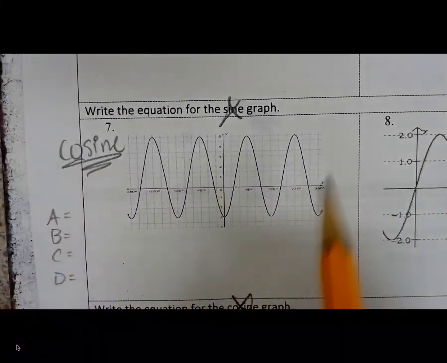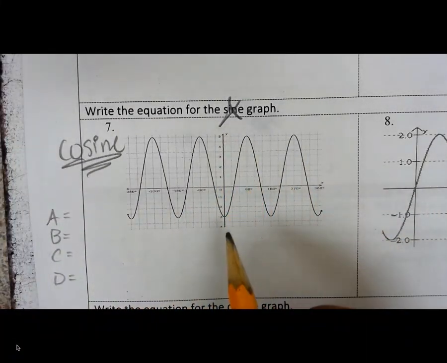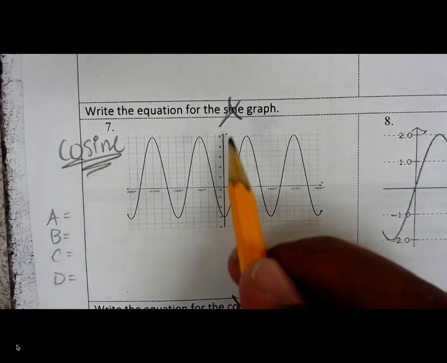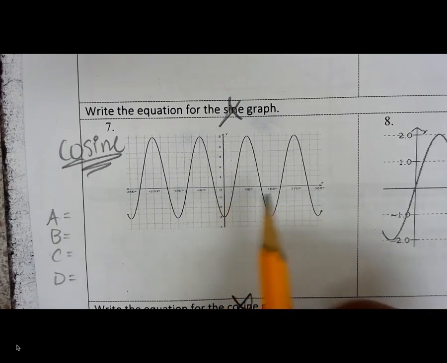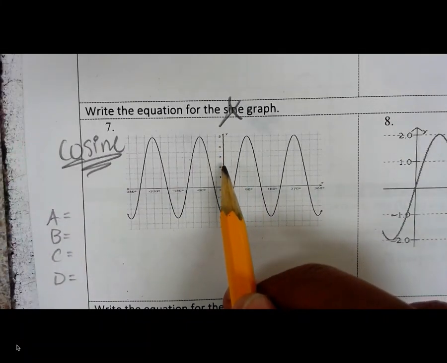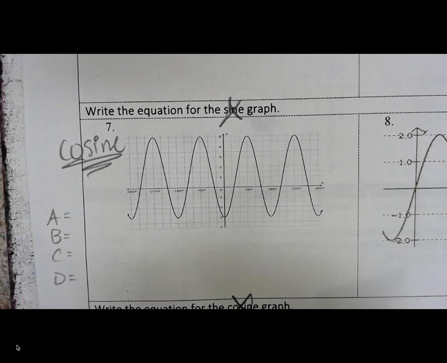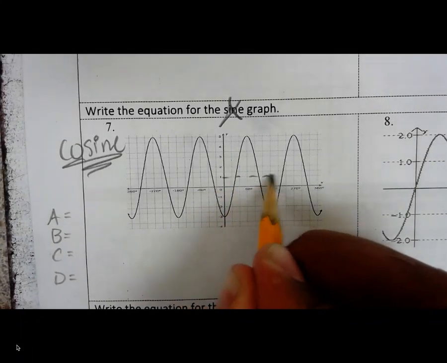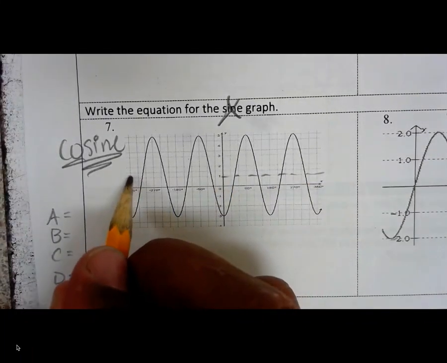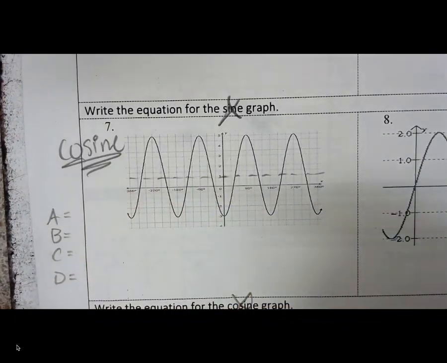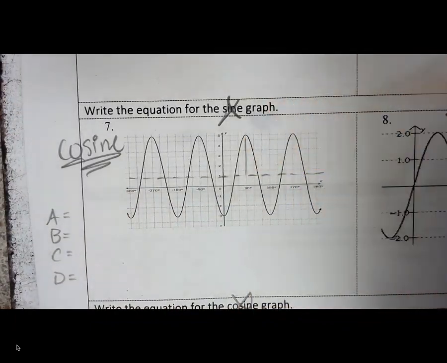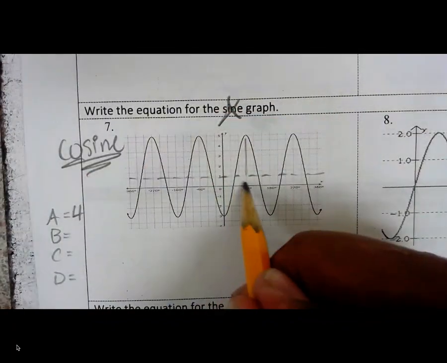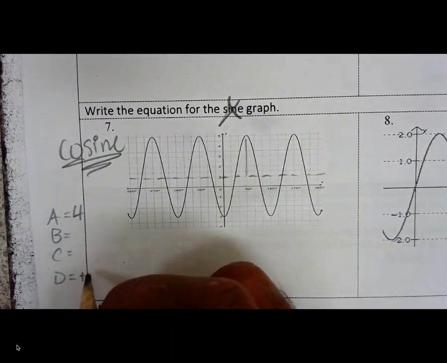All right, so here, the A is the amplitude. Well, first, let's find the midline. The top is 5, the bottom is negative 3. So that's 8 units in between. That means 4 units down from 5 should be the midline right there. So from there, the amplitude is 4. Also, that's the vertical shift, plus 1.